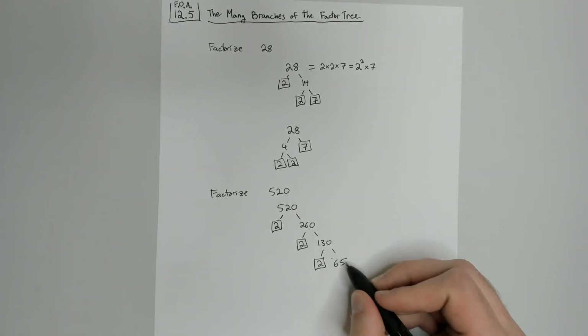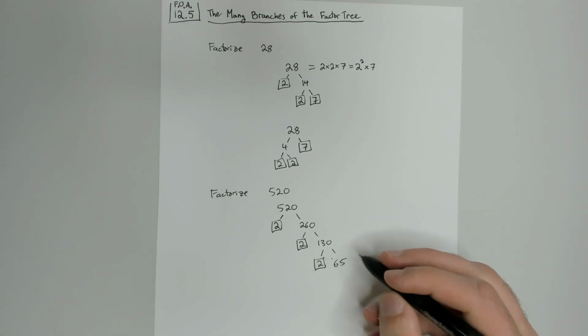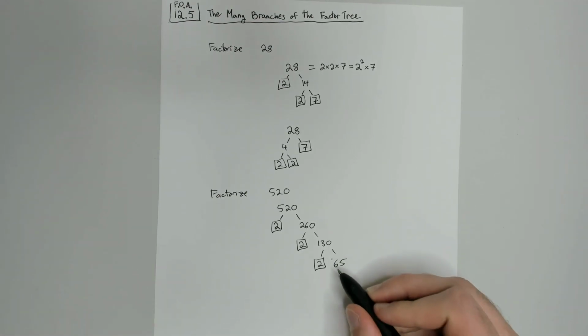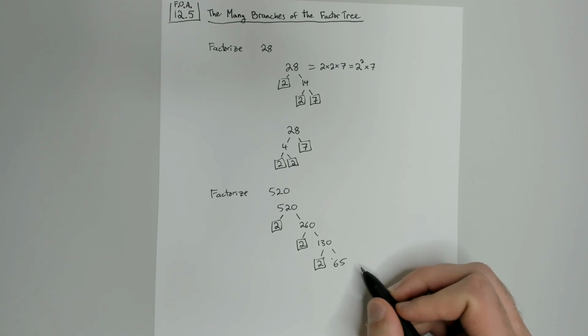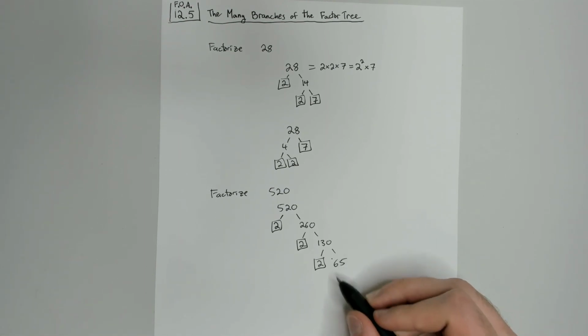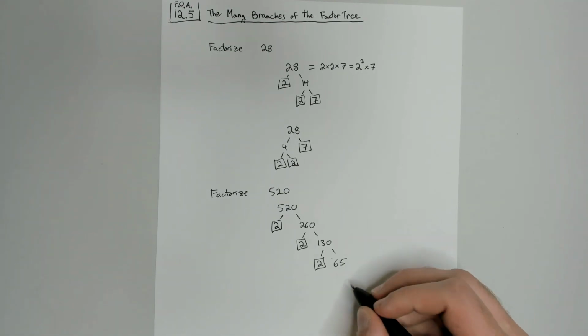It doesn't, right, because this is odd. How about 3? That's the next biggest prime number. Well, we can check 3. We get 6 plus 5 is 11. That's not a multiple of 3, so neither is 65. So we can't do 3.